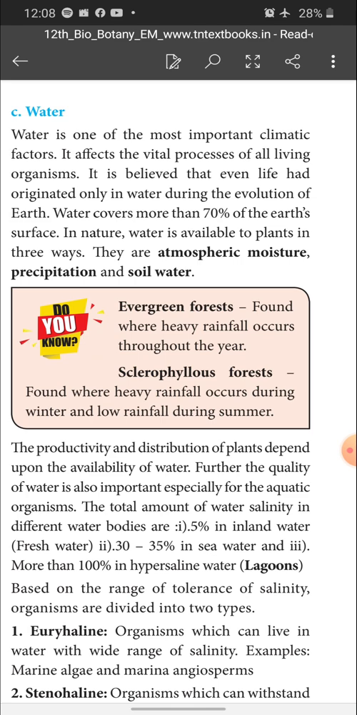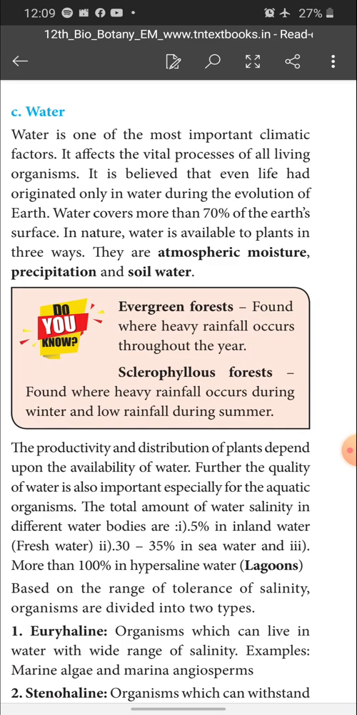Next, the productivity and distribution of plants depend upon the availability of water only. Further, the quality of water is also important, especially for aquatic organisms. The salinity of different water bodies is 5% in inland water, that is fresh water, 30 to 35% in sea water, and more than 100% in hypersaline water, that is lagoons.